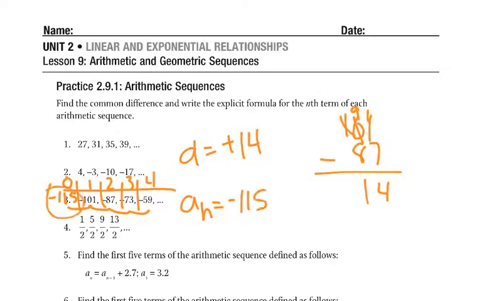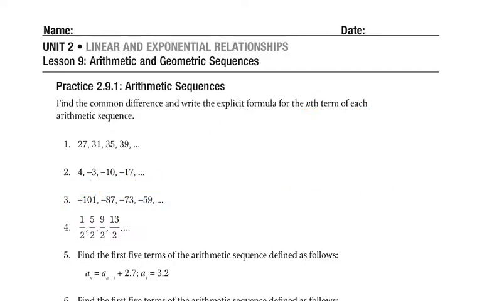My 0 term is our starting point. What are we doing to it each time? We're adding 14. How many times are we going to add 14? N amount of times, so times by n. Hopefully these aren't looking too bad now.